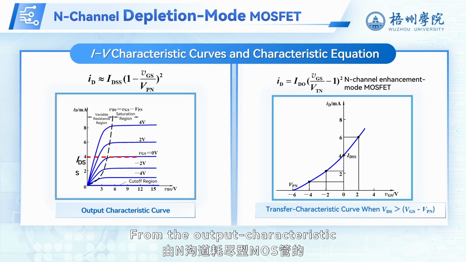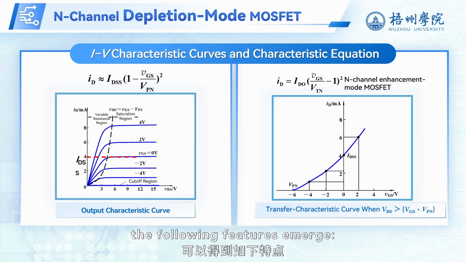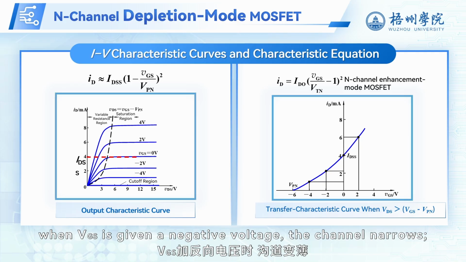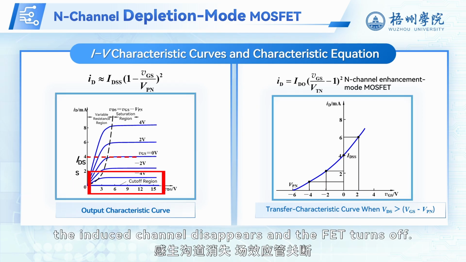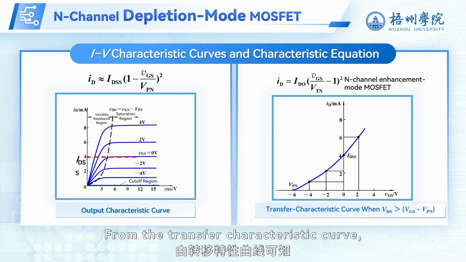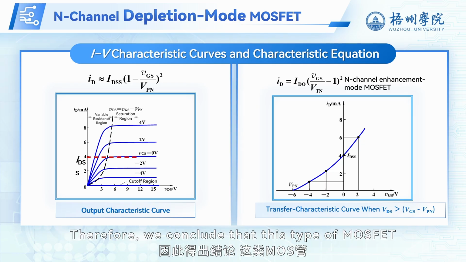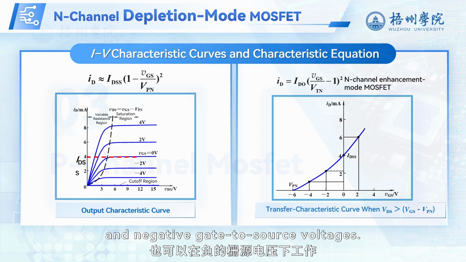From the output characteristic and transfer characteristic curves of the N-channel depletion mode MOSFET, the following features emerge. The channel exists inherently. When V_GS is given a positive voltage, the channel widens. When V_GS is given a negative voltage, the channel narrows. If V_GS falls below V_PN, the induced channel disappears and the FET turns off. From the transfer characteristic curve, it is clear that V_PN is negative. Therefore, we conclude that this type of MOSFET can operate under both positive and negative gate-to-source voltages.